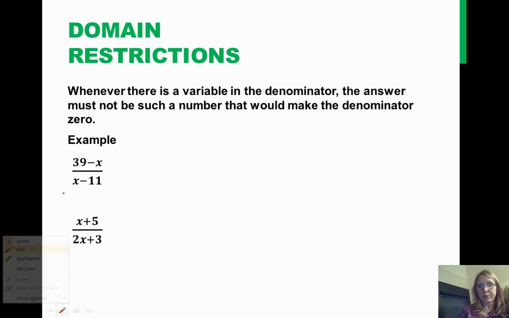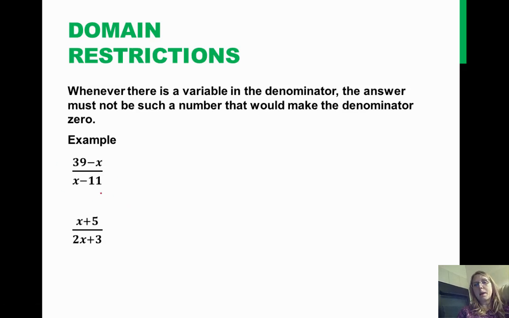Here's an example. We have 39 minus x over x minus 11. So if I make this 11, 11 minus 11 is 0. So we can say that the domain in this case has to be limited to any number but 11. So x can be all real numbers except x cannot be 11.